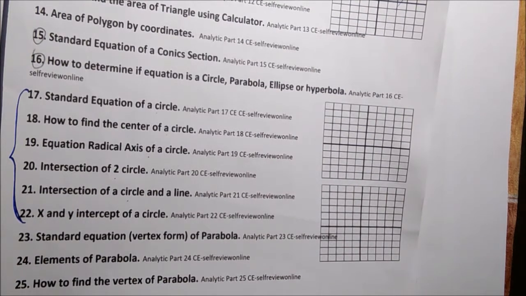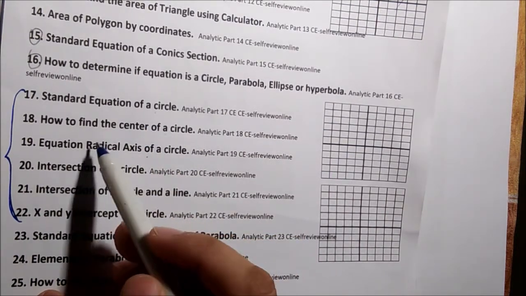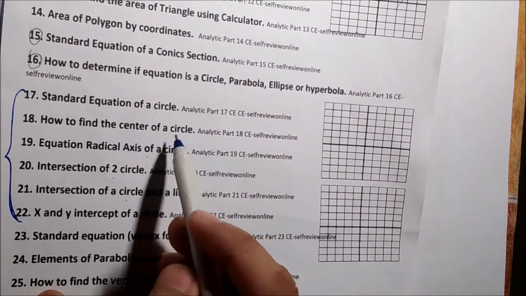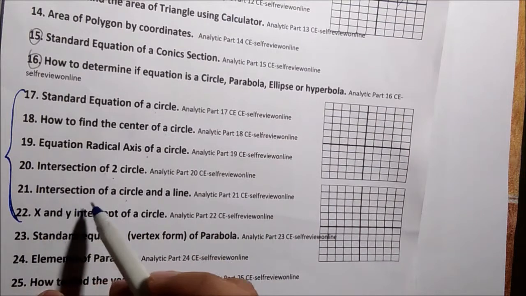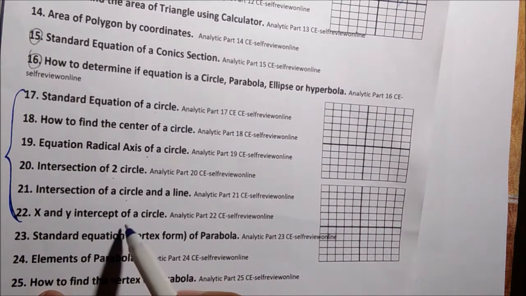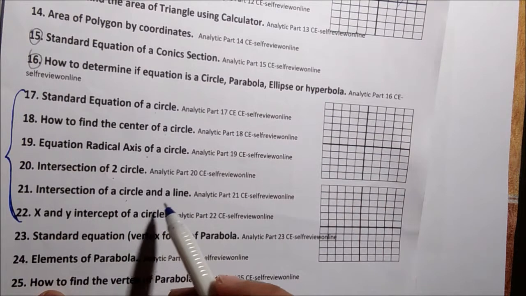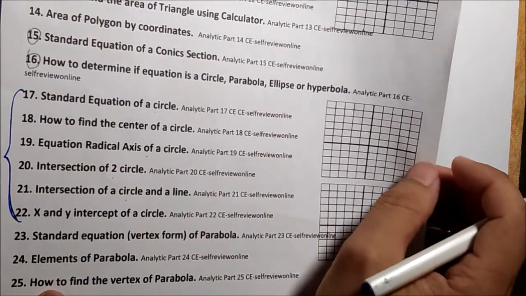We are still in the analytic geometry and for today's topic we will discuss the standard equation of a circle, how to find the center of a circle, the equation of the radical axis, intersection of two circles, intersection of a circle and a line, and the x and y intercept of a circle. So we will combine all these topics in one video.